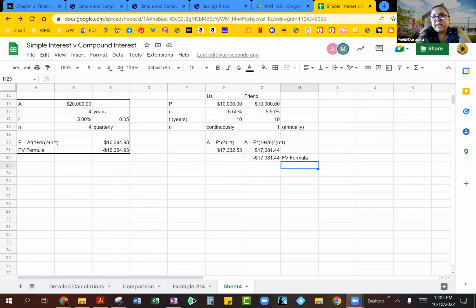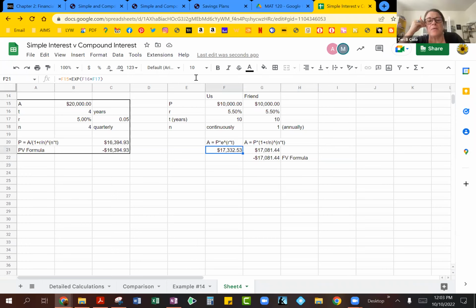Yeah, Terry, go ahead. Can you show us again what was the formula in the cell for this one? Yeah. So if you just put in exponent, it's exponent, but it's specifically to that natural number E. This will not work with other exponents.